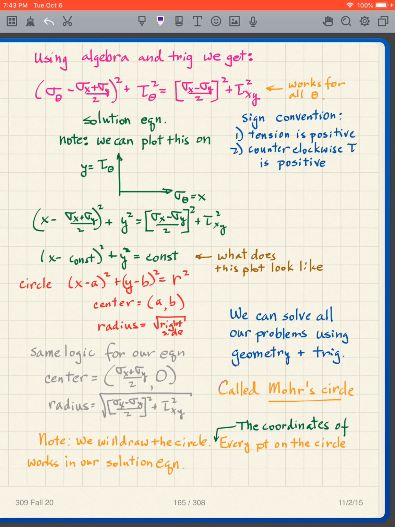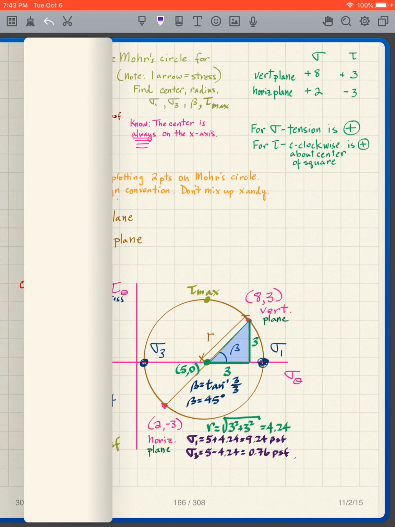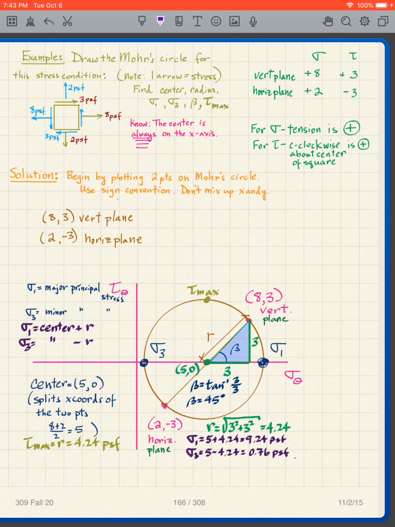This is the equation of a circle, and any point on the circle, so that means what? Any point on this circle will make this equation true. So we have to keep that in mind. We're going to be interested in a lot of different points on the circle, not just one point usually. So, okay, I'm going to show the method, and in this example, which says draw the Mohr circle for this stress condition.